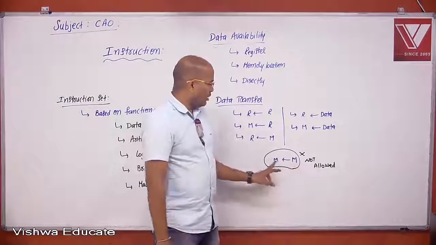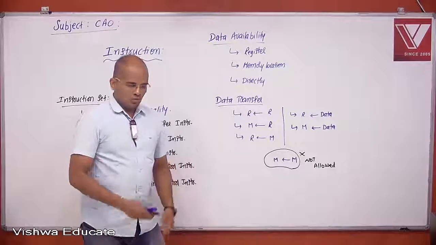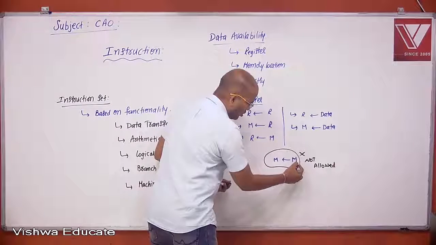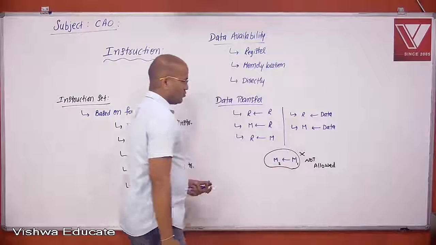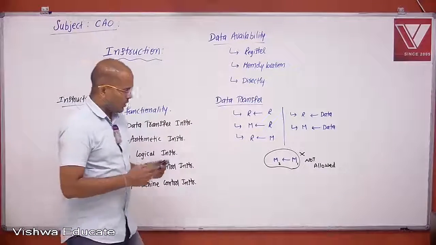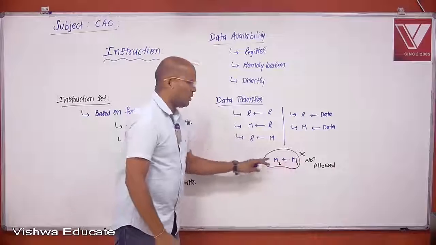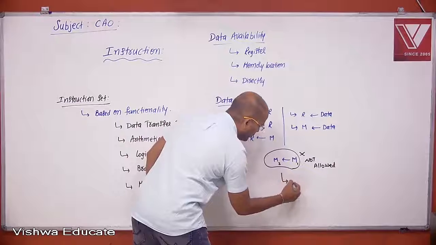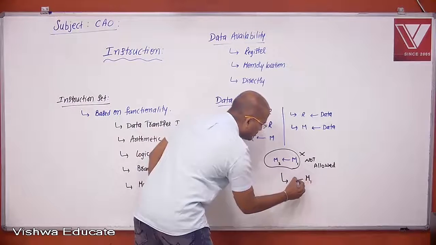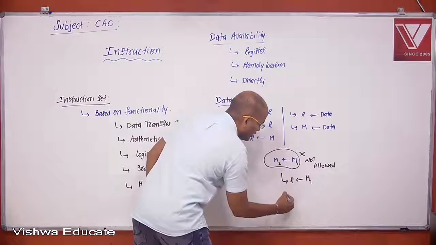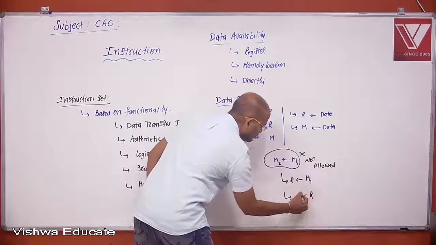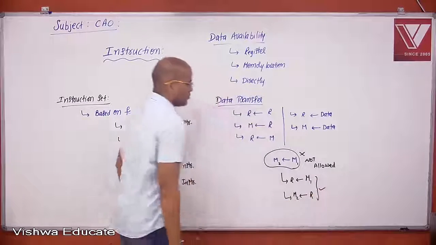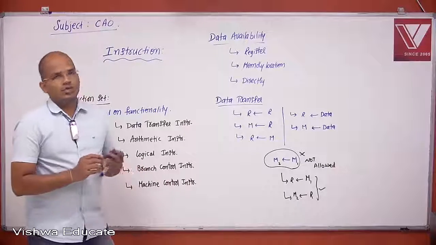To implement M to M, what should I do? Making it more clear, I want to copy data found at memory location 1 to location 2. In this aspect, first copy the value of M1 to R and then copy the value of R to M2. This is allowed, but directly M1 to M2 is not allowed.